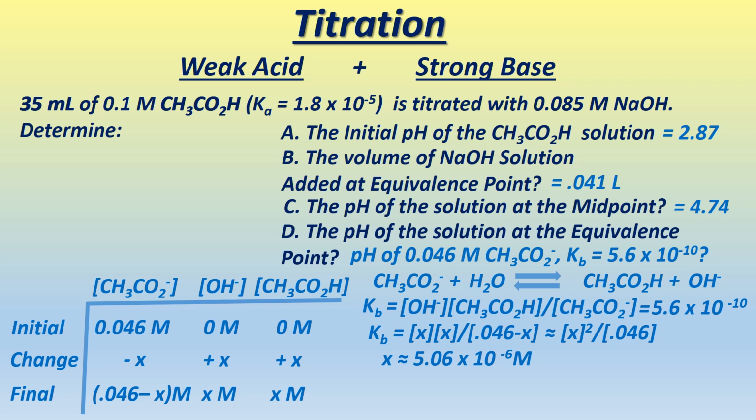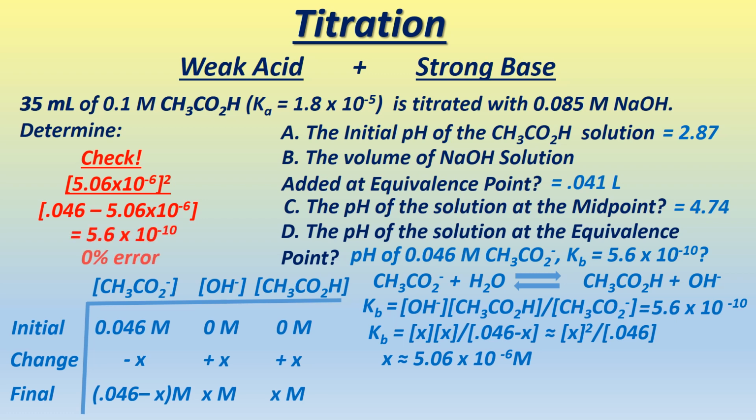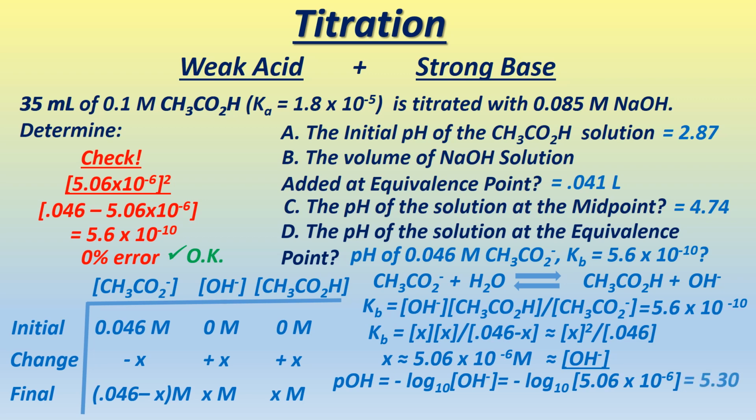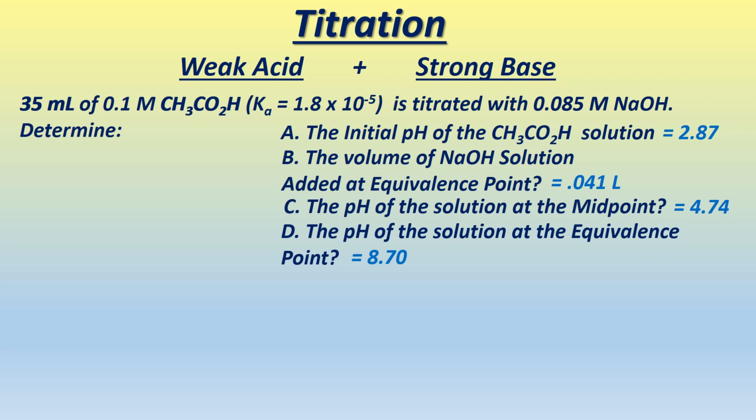Before proceeding, again, you don't walk away from an assumption. One has to check it. By placing that assumption into the initial equation, in this case, performing and producing no error. The other thing to note at this point is in solving for X, one solves for the hydroxide concentration. So one can find the pOH of the solution of 5.3. Also remembering the relationships between acids and bases, pH plus pOH is equal to 14. So at the equivalence point, I have a pH of 8.7.